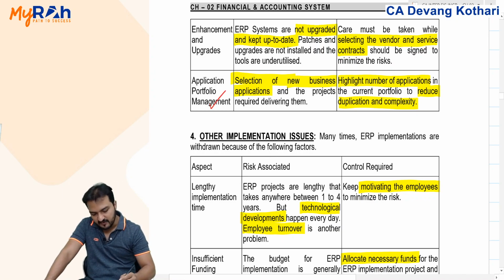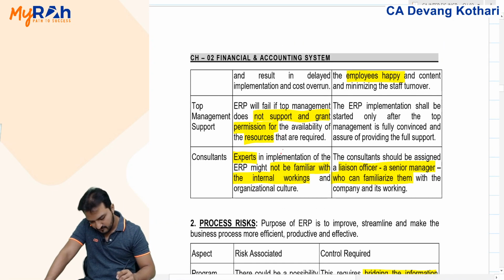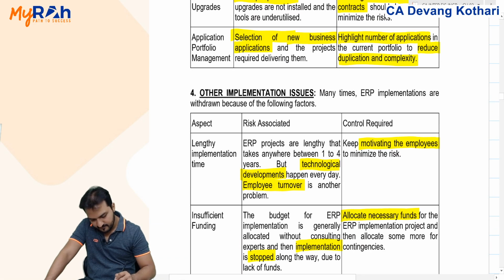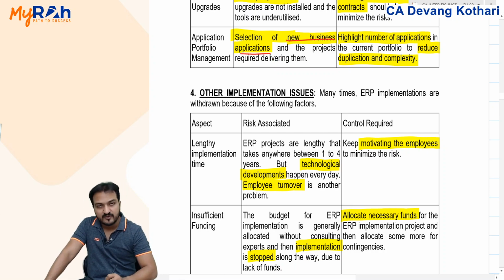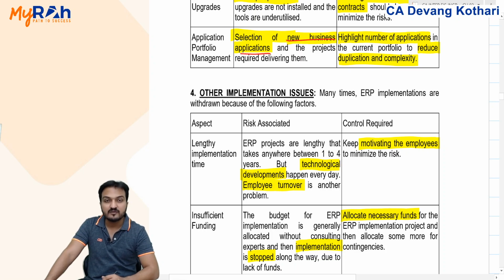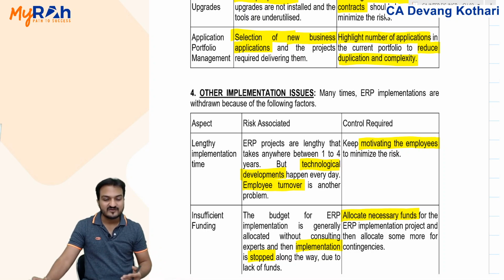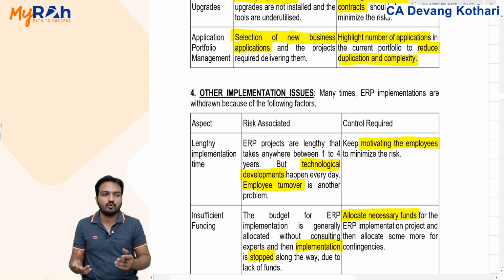Application portfolio management. Selection of new business applications. A company might be using many different apps, so many new business applications. You have to select the apps carefully, because it might happen that you have installed so many unnecessary apps which maybe you're not even using. So many of you might have many unnecessary apps in your phone which you have never used, or had used only once in a while.